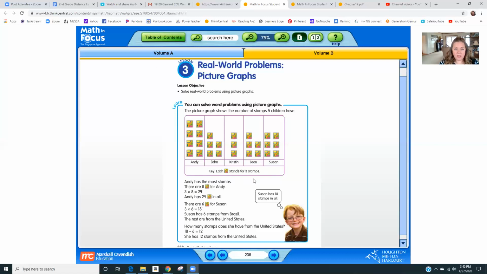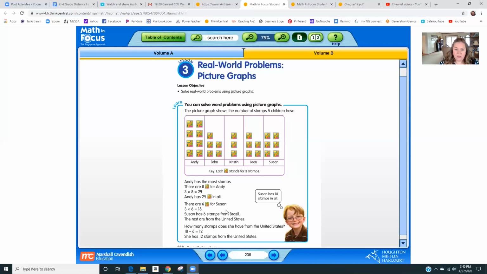Right? Our next question is talking about Susan. Now let's look at Susan's column here. I see 1, 2, 3, 4, 5, 6 symbols for Susan. And if each symbol stands for 3 stamps, we have 6 times 3, or the reverse is 3 times 6. Susan has 18 stamps.